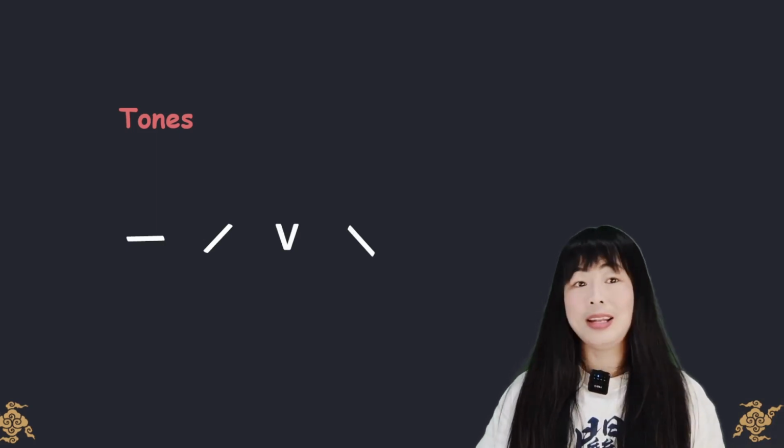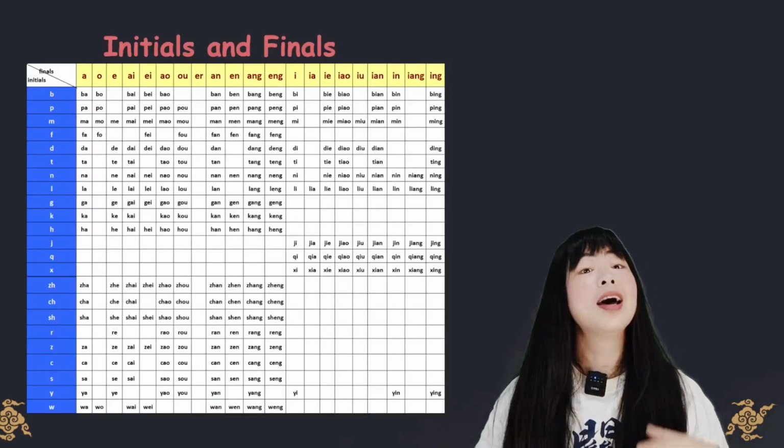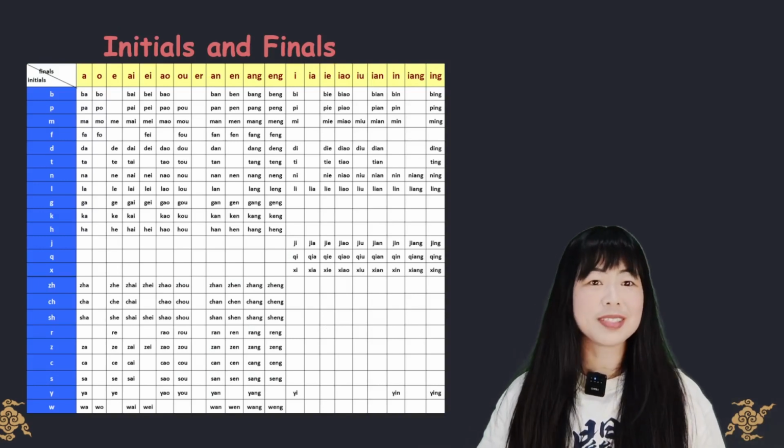There are four basic tones in Chinese language, which is mm, mm, mm, mm. Okay, now let's look at those initials and finals.